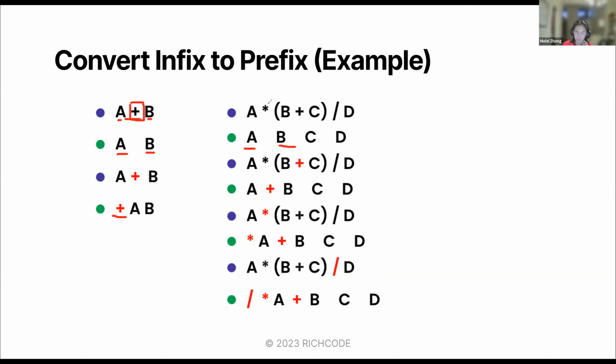And then next we have multiplication. The multiplication is multiplying a and this whole b plus c over here. So we just take this multiplication and put it in front of the a. And then finally we have this division. This division is dividing this whole term over here by d. So we can just put this division at the very beginning.